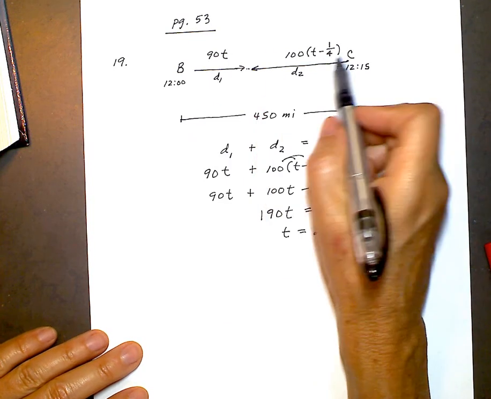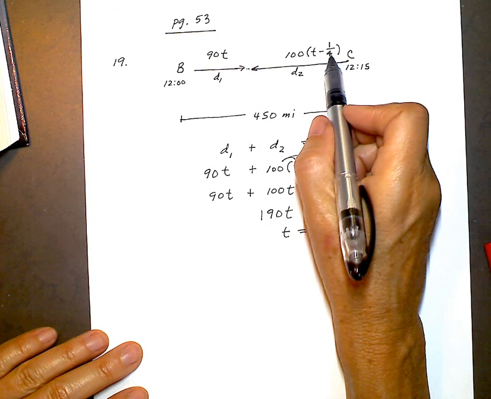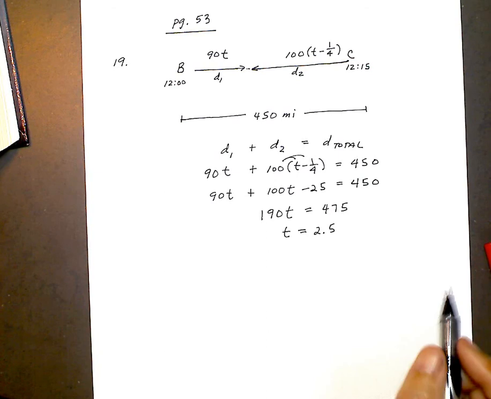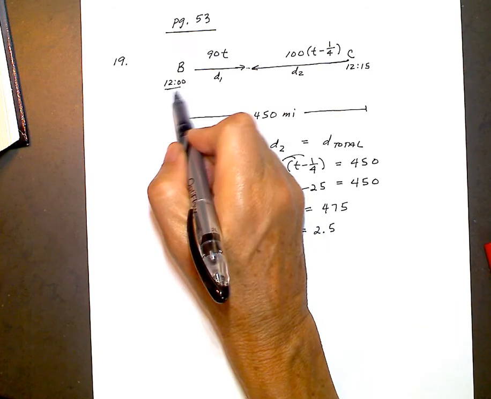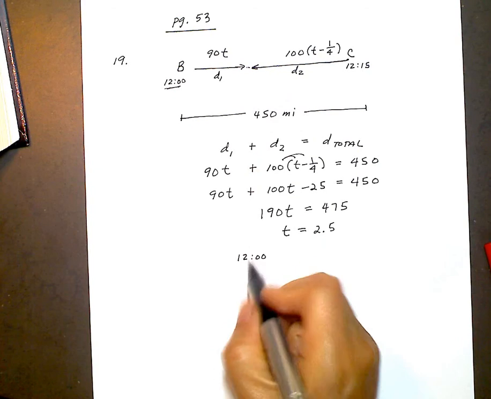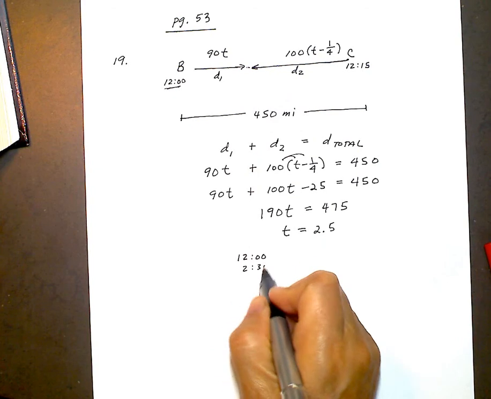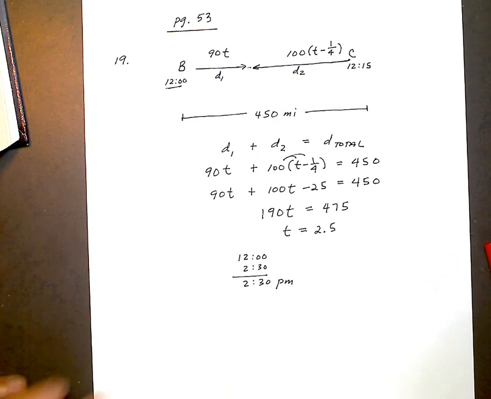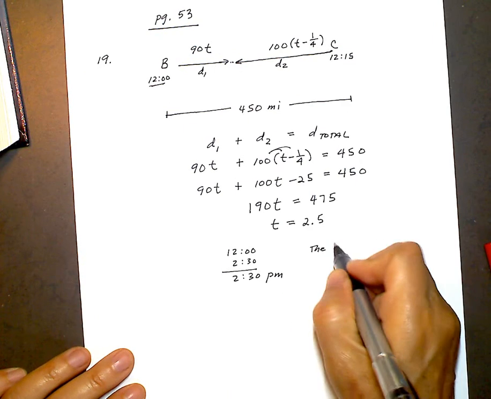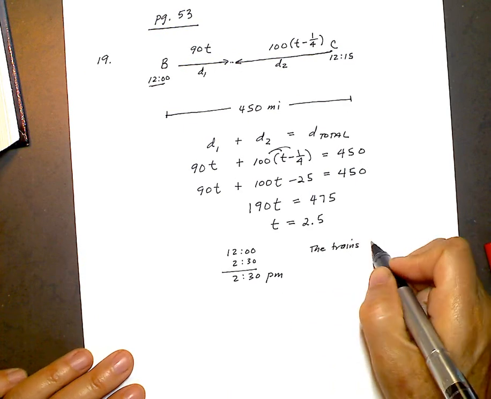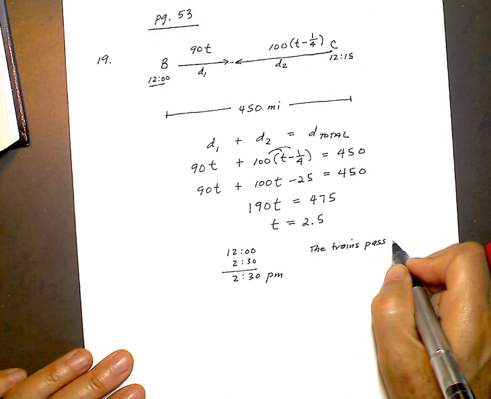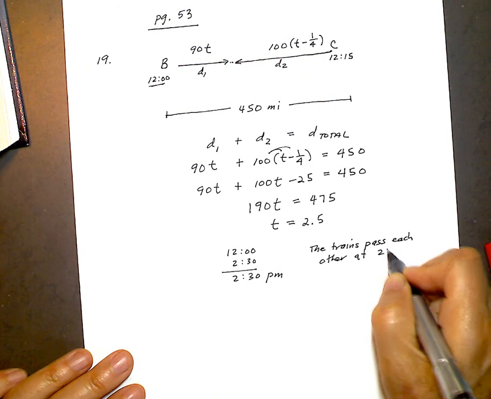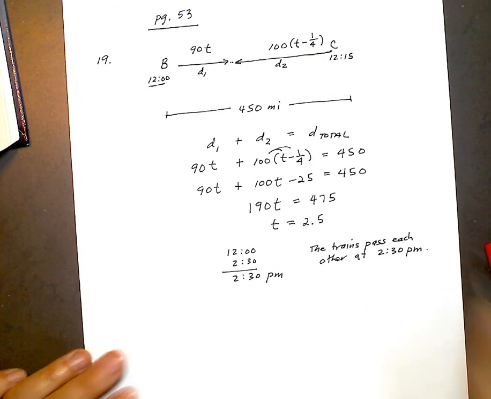and this train travels for 1/4 of an hour less, 15 minutes less, so it travels for 2 hours and 15 minutes. So what time is it? Let's go off of the 12 o'clock here. If I start at 12 o'clock and I add 2.5 hours, or 2 hours 30 minutes, it should be 2:30 p.m. when the trains cross. So the trains pass each other at 2:30 p.m. Okay, and that's that.